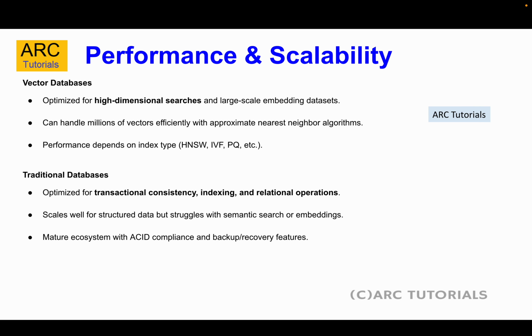Vector databases are optimized for high dimensional searches and large scale embedding datasets. They can handle millions of vectors efficiently with approximate nearest neighbor algorithms. The performance depends on the index type. It can be HNSW or IVF or PQ, etc. Traditional databases are optimized for transactional consistency, indexing, and relational operations. That scales well for structured data but struggles with semantic search or embeddings.